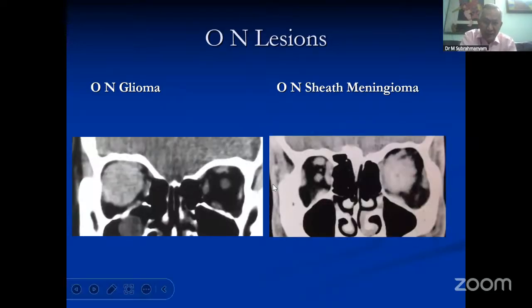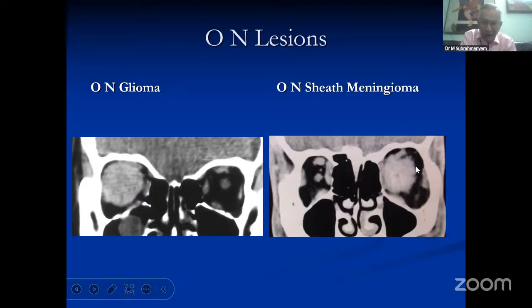The same optic nerve glioma and nerve sheath meningioma in coronal sections. Again, you can see very clear-cut, smooth borders in the optic nerve glioma with isodense and uniform dense mass. You cannot see the optic nerve separately from it. This is optic nerve glioma.